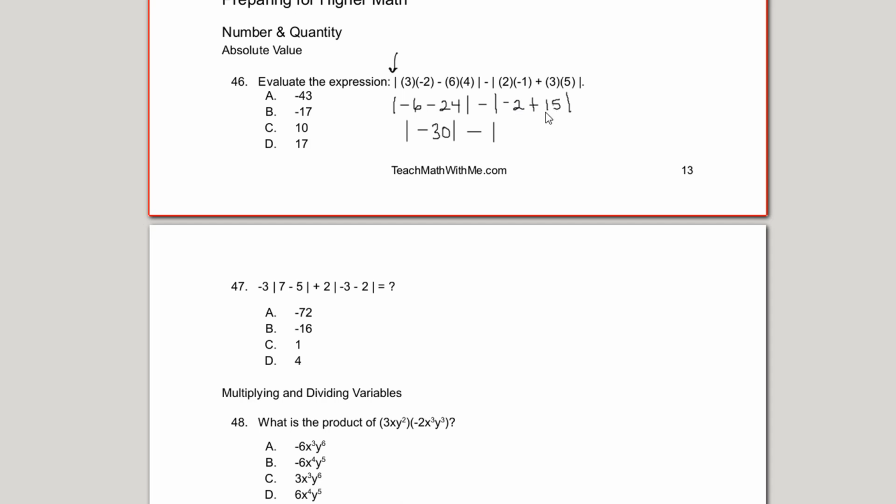Negative 2 plus 15 is 13. Absolute value. Now we can evaluate the absolute values. So the absolute value of negative 30 is 30. Minus the absolute value of 13, which is 13. So 30 minus 13 is 17. And that's answer choice D.